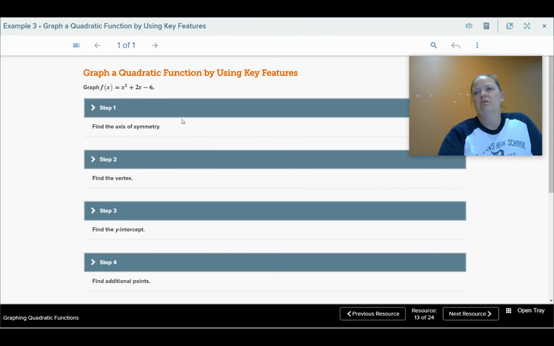Let's graph this quadratic function by using key features. So we have f of x equals x squared plus 2x minus 6. And our first step is we want to find the axis of symmetry.